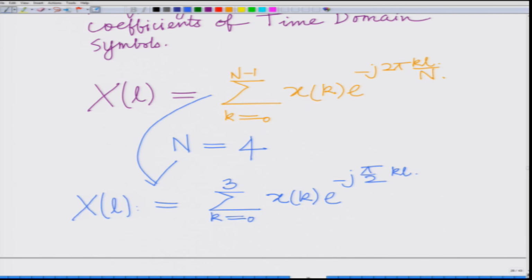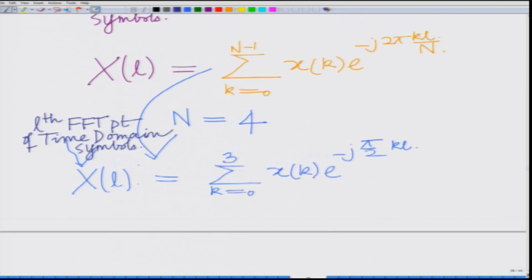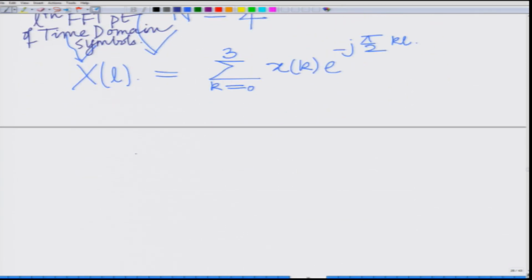Okay. So, X_L is the Lth FFT point. What is X_L? X_L is the Lth FFT point of the time domain transmitted symbols. That is X_L, and the rest are again the same.